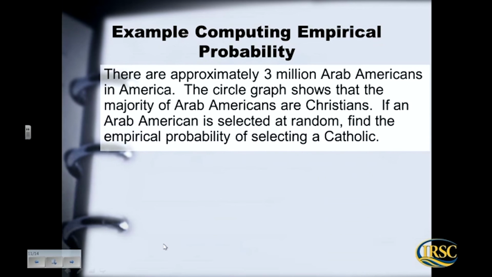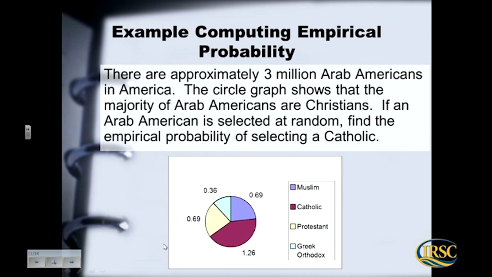Okay, so here's an example of empirical probability. There are approximately 3 million Arab Americans in America, and this circle graph shows that the majority of Arab Americans are Christians. Now this was, I believe, taken from the census a while back. Okay, so if an Arab American is selected at random, find the empirical probability of selecting a Catholic. So notice in the chart, it's separated into 4 different colors.